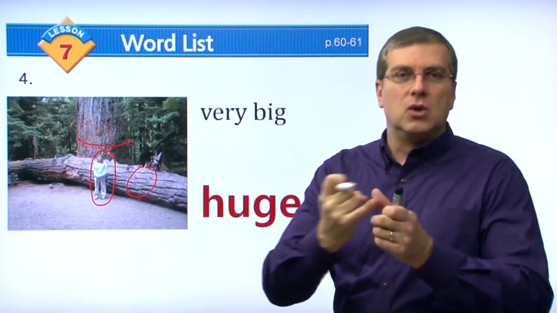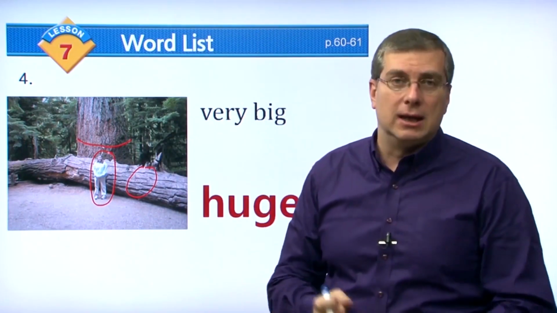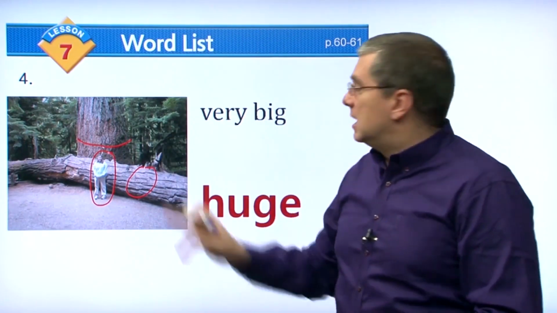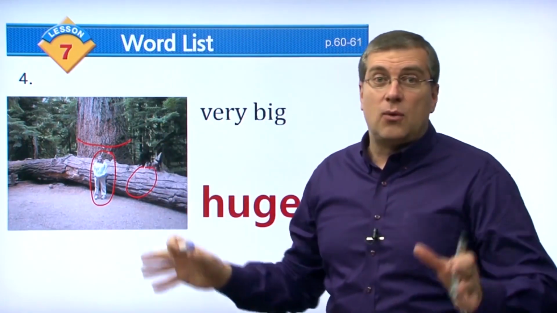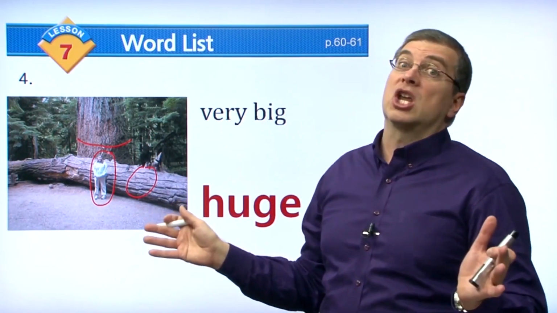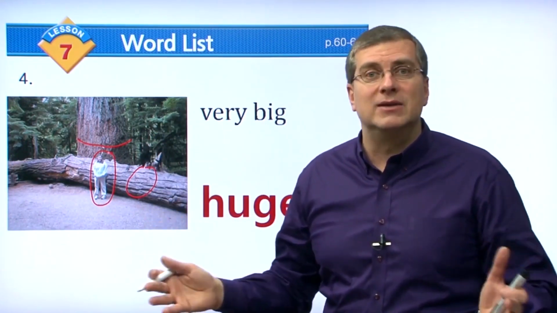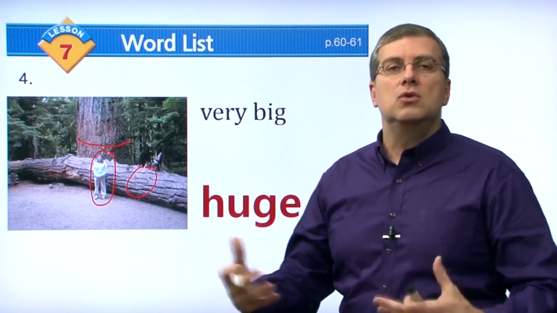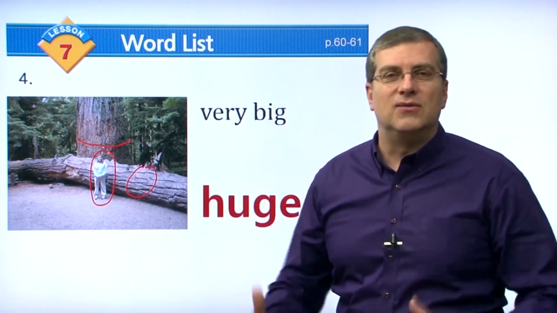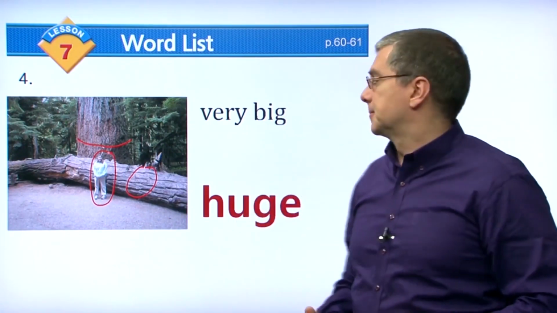If you go to Northern California, Oregon, or Washington State, you can see these trees in the forest. You go, wow, they're huge. They're so amazing. We say huge. Huge is a good word to use. It means very, very big.